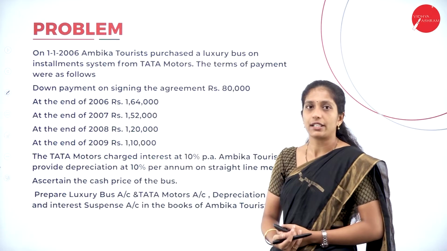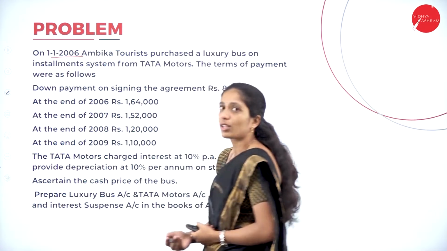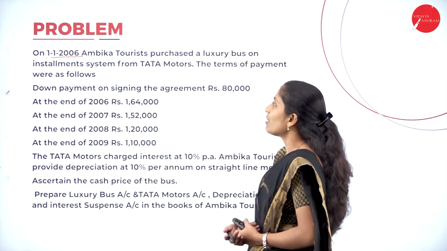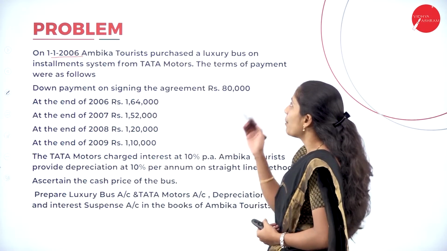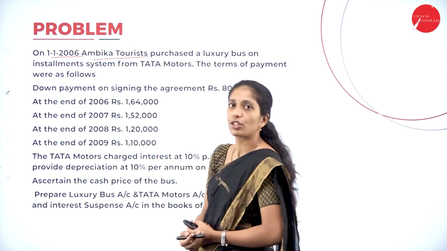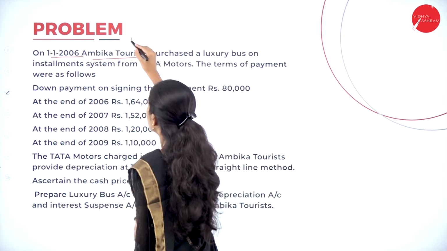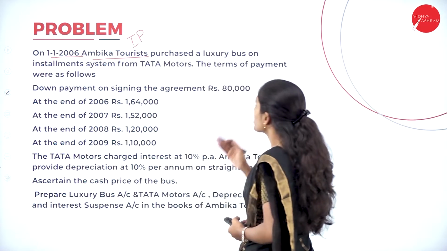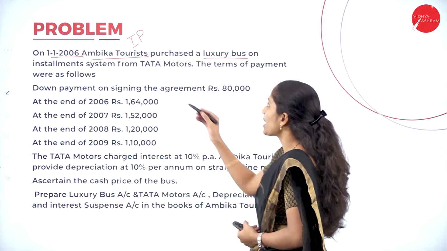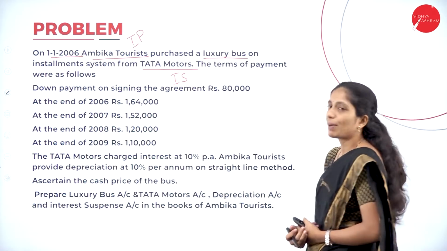In today's session, we shall continue with a new problem. On 1/1/2006. As I told, this date is very important because we are going to make the payment in installments. So on 1/1/2006, Ambika Tourist purchased a luxury bus. Now, who is Ambika Tourist? Since we are going to record entries in the installment system, Ambika Tourist is the installment purchaser. Purchased a luxury bus. Now what is the asset? Luxury bus on installment system from Tata Motors. Now who is Tata Motors? Installment seller.